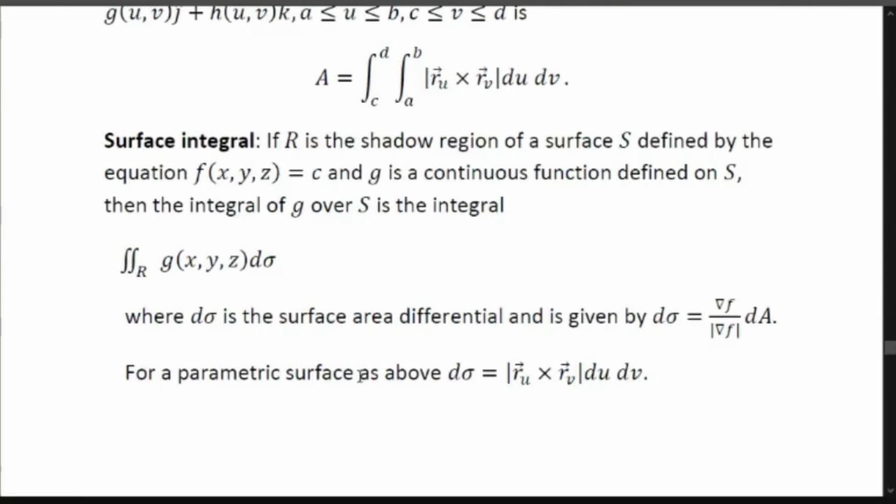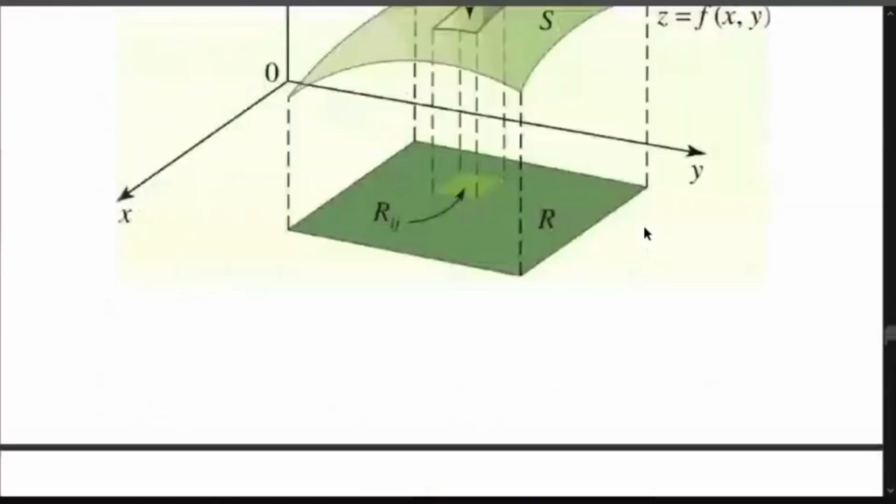For a parametric surface, as we have just discussed, for a parameterized surface d sigma is calculated by the formula modulus of Ru cross Rv du dv. So these are the things you have to remember while doing this problem.